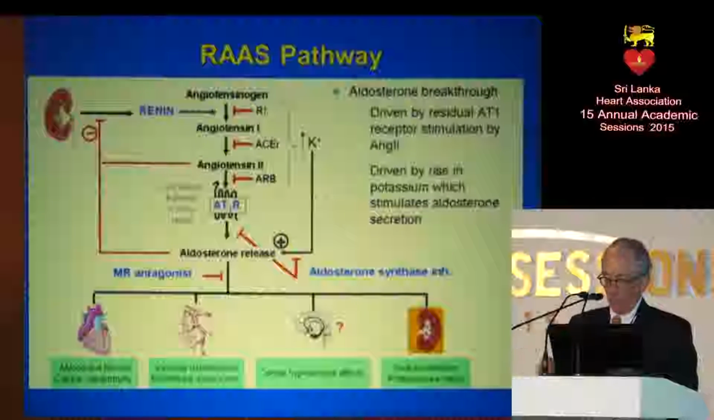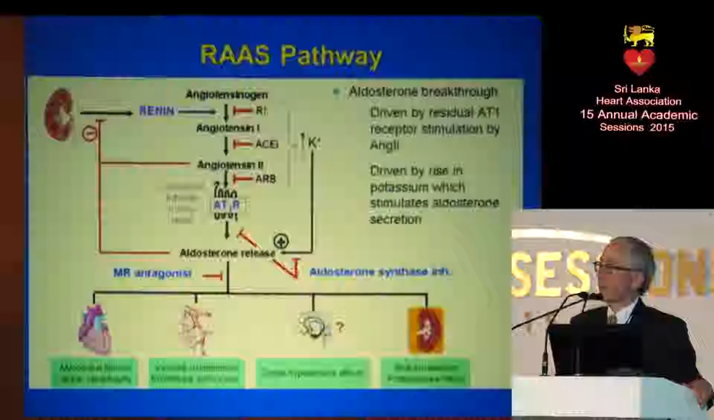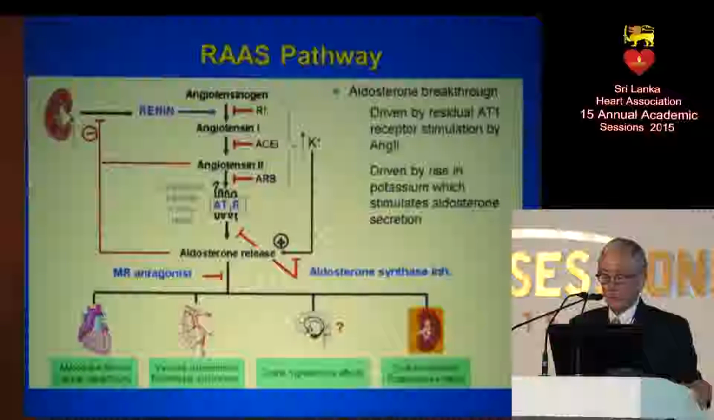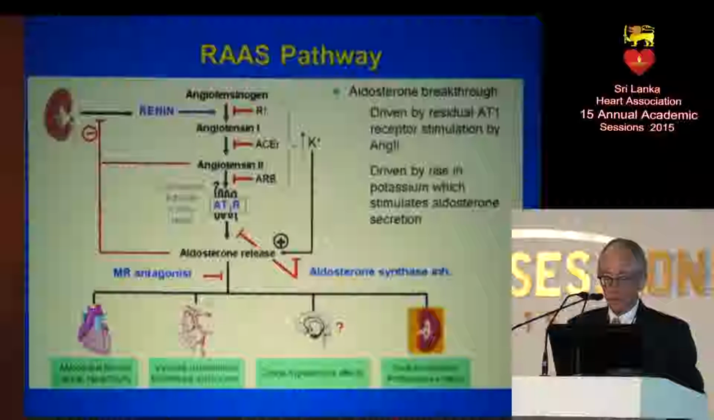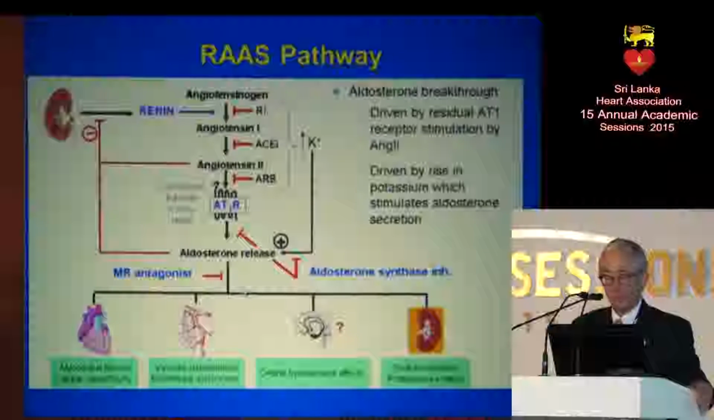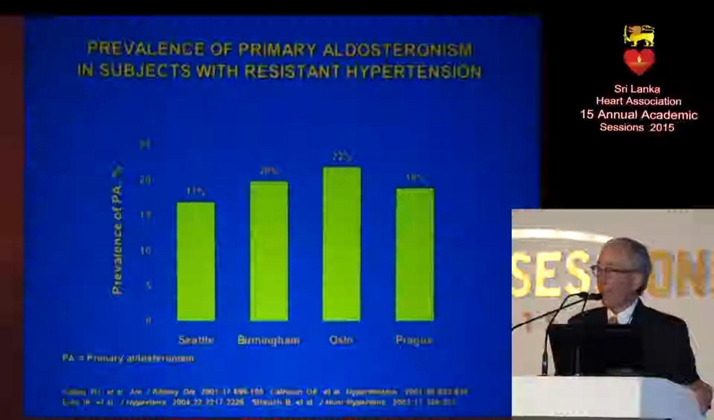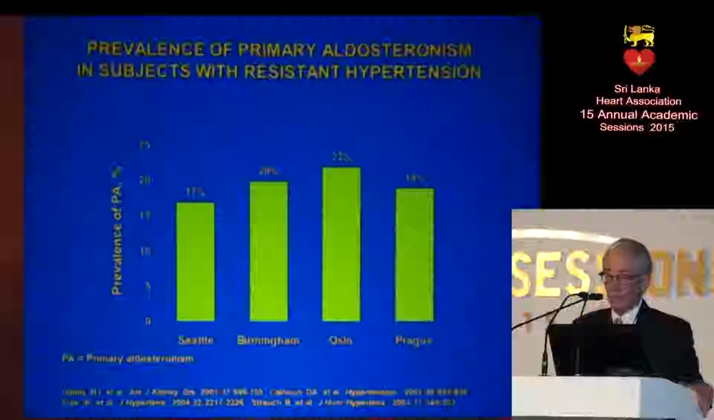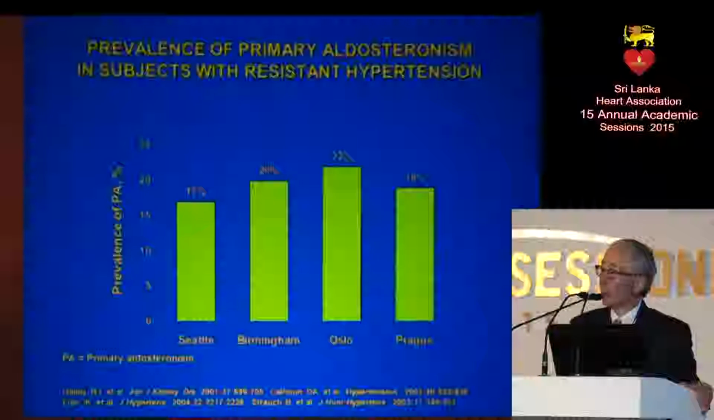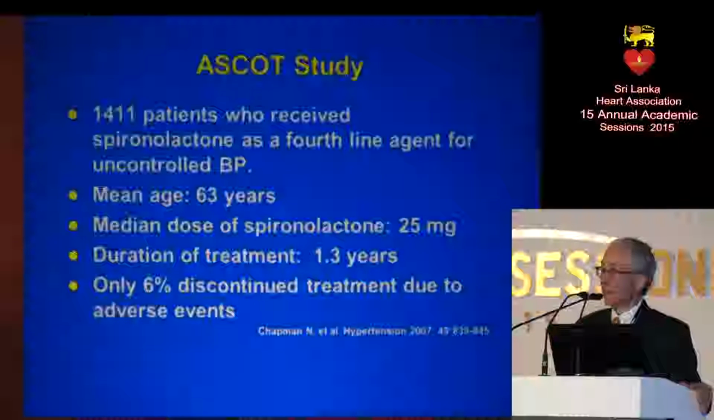Now, we know all about the renin-angiotensin system. We tend to forget the second A, which is for aldosterone. But I think it's important for us to realize that there are a number of factors, as you can see here, in terms of how aldosterone can cause vascular problems at a target organ level. We also know it's quite common, probably represents 20% of all resistant hypertension in practice.